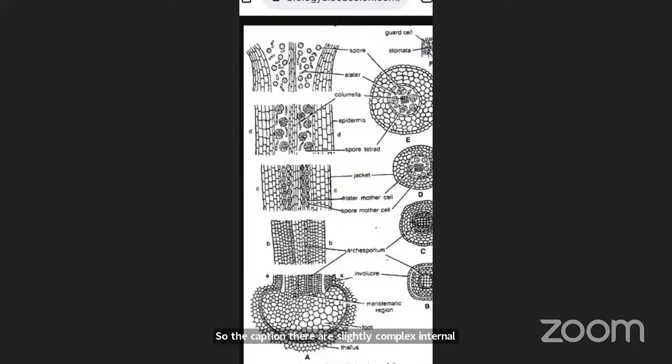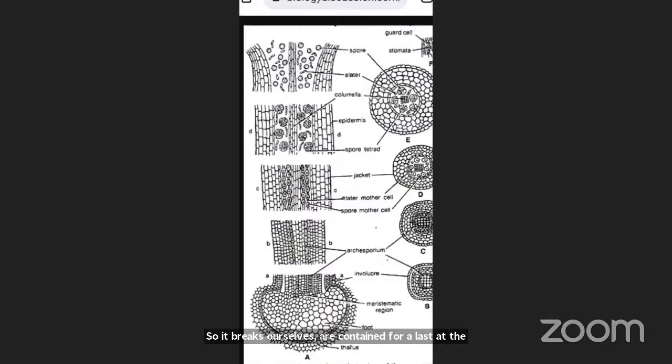That is the outer jacket, and the central columella is there. Between the jacket and columella, there is the archesporium tissue, nothing but archesporium or sporogenous tissue. The capsule jacket has a 4 to 6 celled thick wall. Epidermis cells are covered with cuticle. Stomata with two guard cells are also present. The epidermal cells contain chloroplast.